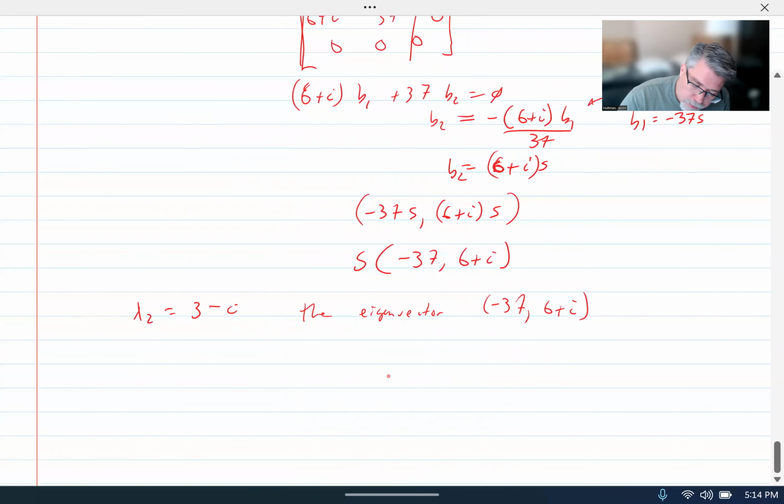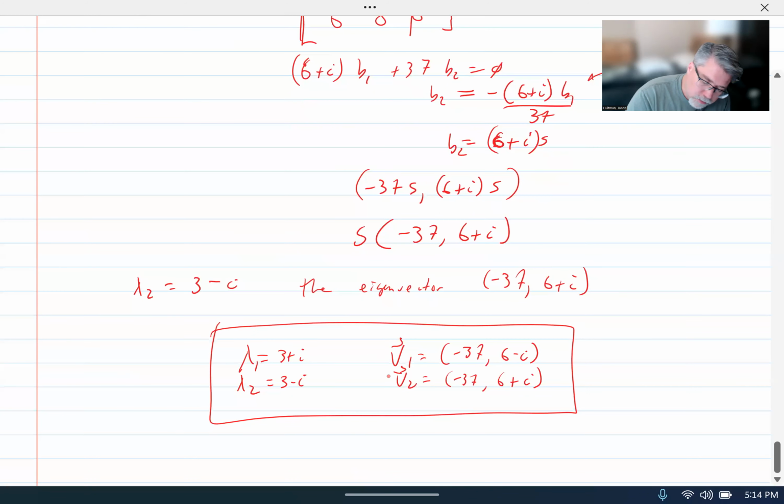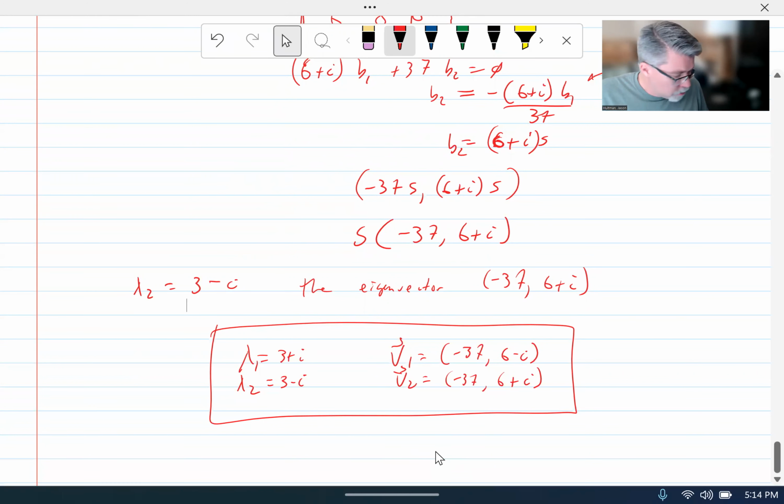Okay, just to sum up, we ended up with lambda 1, lambda 2, and eigenvector 1, eigenvector 2. Lambda 1 was 3 plus i, and we get eigenvector negative 37, 6 minus i, and for lambda 2, we get 3 minus i, and eigenvector 2 of negative 37, 6 plus i. And yeah, let's stop there. So that's 7.1.